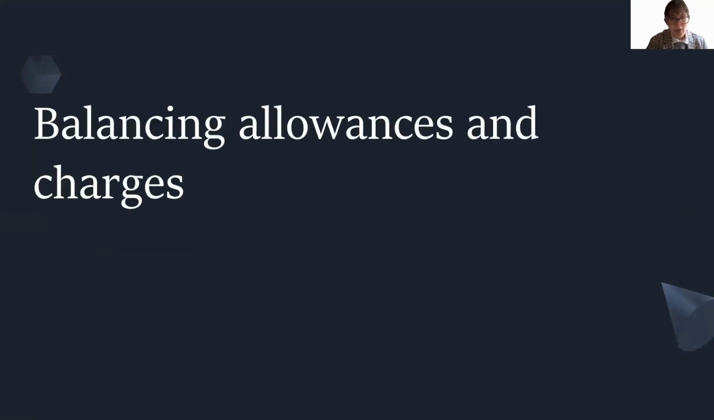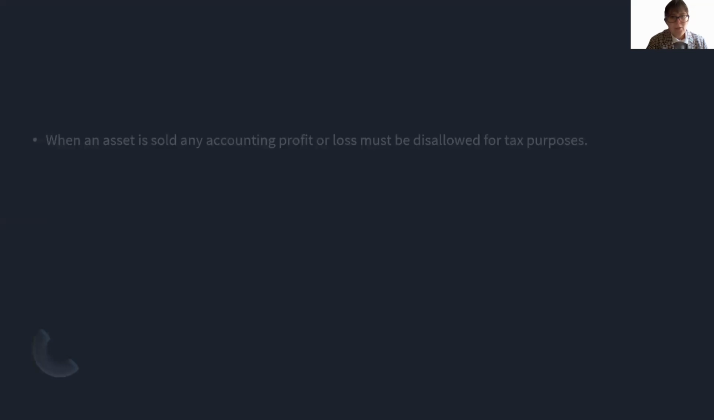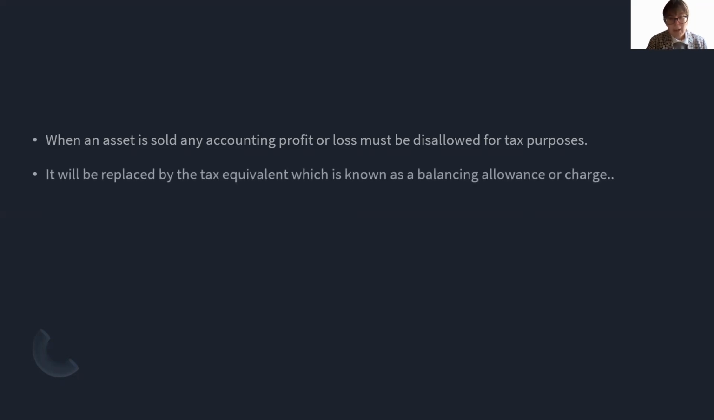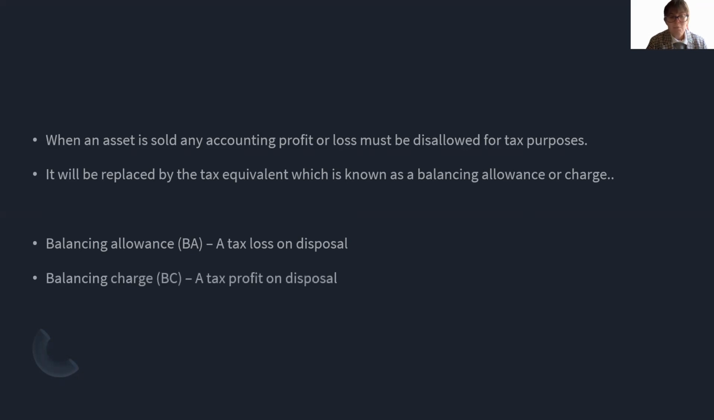Balancing allowances and charges then. So when an asset is sold, any accounting profit or loss must be disallowed for tax purposes. It is merely an accounting entry. It will, however, be replaced by the tax equivalent, which is known as the balancing allowance or charge. So a balancing allowance is a tax loss on disposal, whilst a balancing charge is a tax profit on disposal.